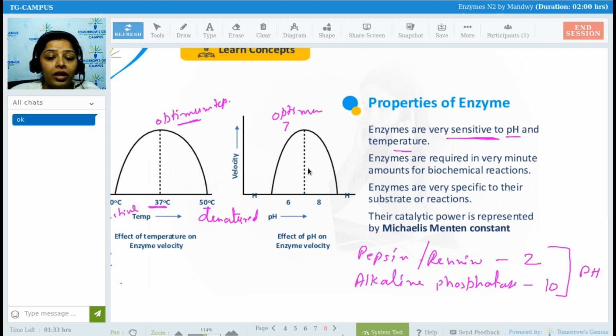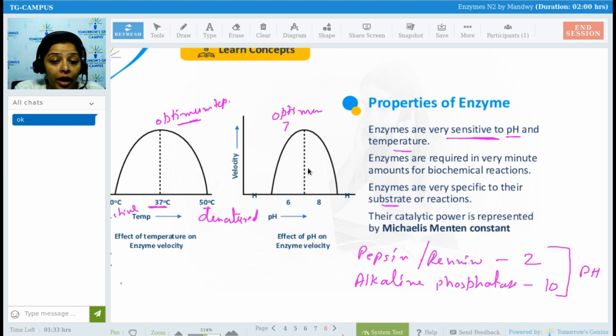Okay. Now the substrate. Yes, it is highly substrate or reaction specific. Okay, all the enzymes cannot work properly for all the substrates or for all the reactions. Pepsin will work only on the protein and not on any fat molecules. Are you getting me? Yes, ma'am.